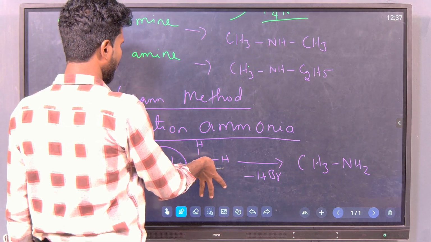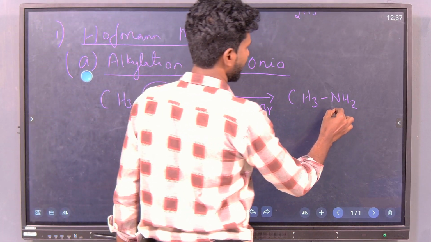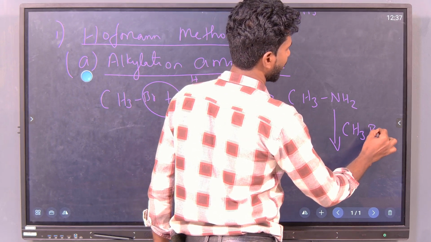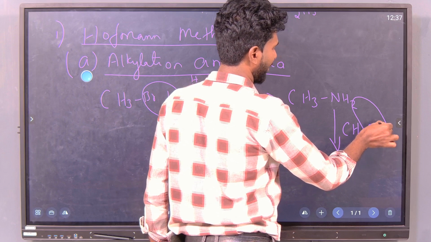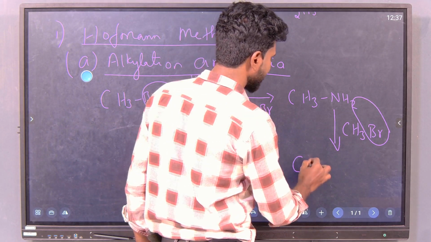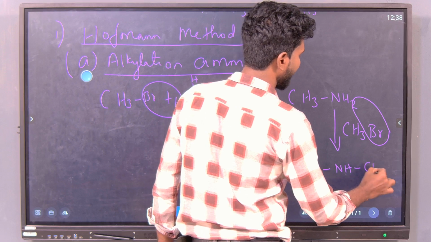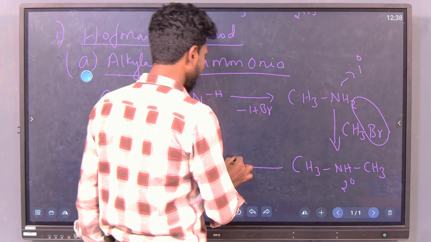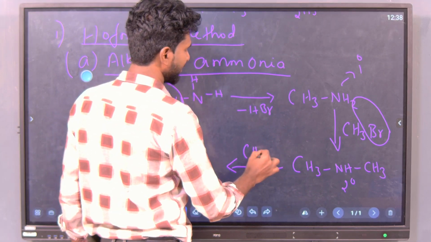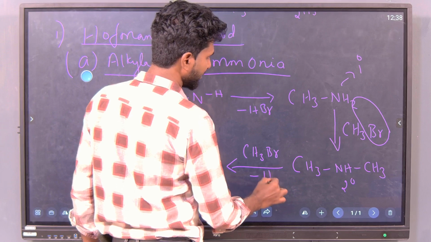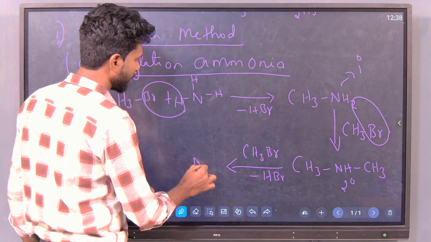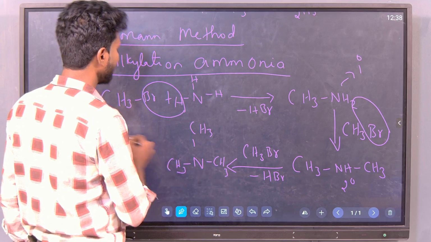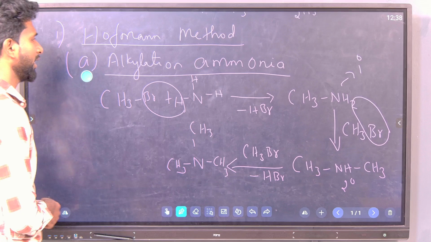Further, we add one more molecule of alkyl halide, CH3Br. Again, one hydrogen from the amine group and bromine are eliminated. We get a secondary amine. Maybe we add one more molecule of alkyl halide, methyl bromide. Again, hydrogen bromide is eliminated. We get a tertiary amine. This is the preparation of the three classes of amine by the Hoffman method, alkylation of ammonia.